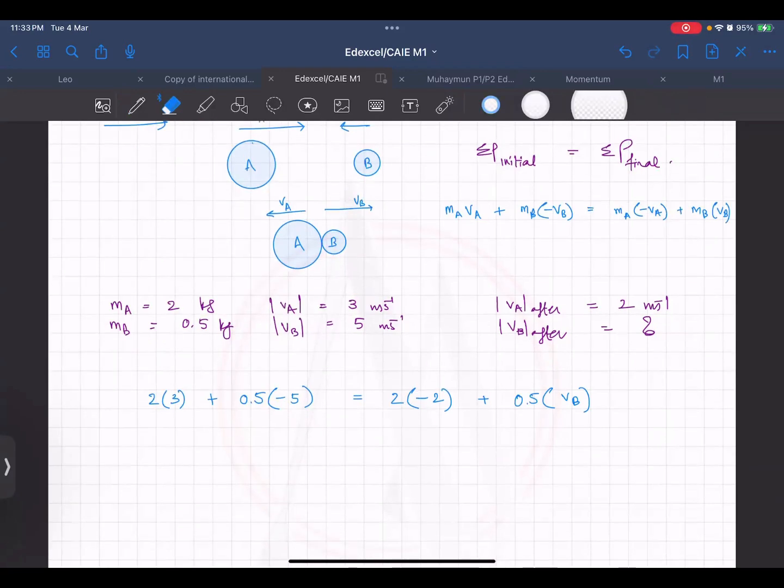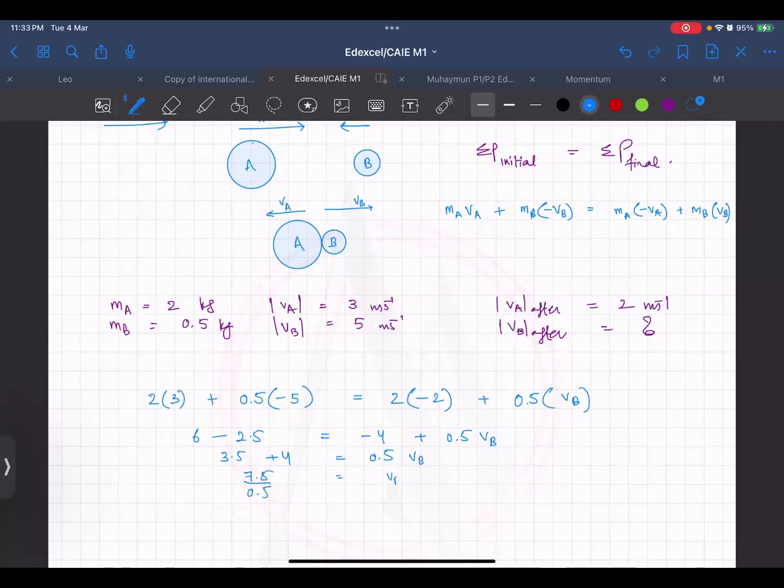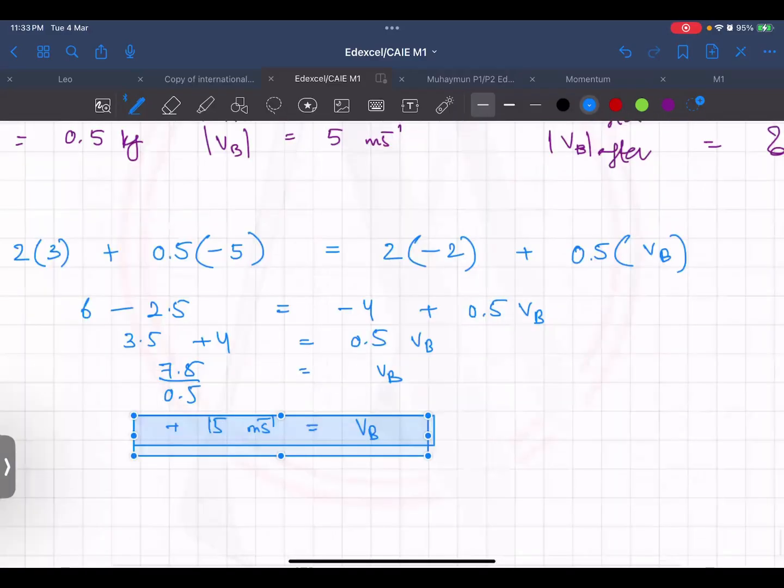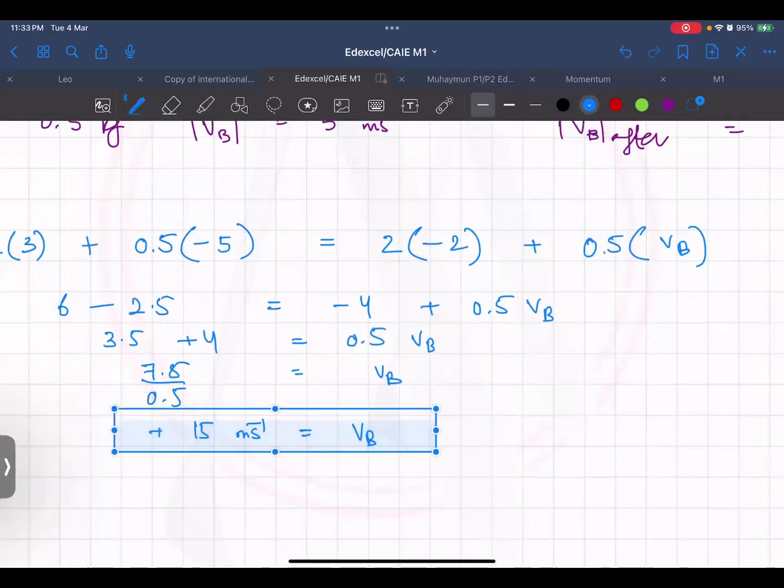So we simply solve this. 6 minus 2.5 is equal to minus 4 plus 0.5 VB. So this becomes 3.5 plus 4 is equal to 0.5 VB. So this will become 7.5 divided by 0.5 is VB. This means that the velocity of B would be 15 meters per second to the right side. We've got a positive answer, so this means the sign convention is correct. B would be moving after the collision 15 meters per second to the right side.